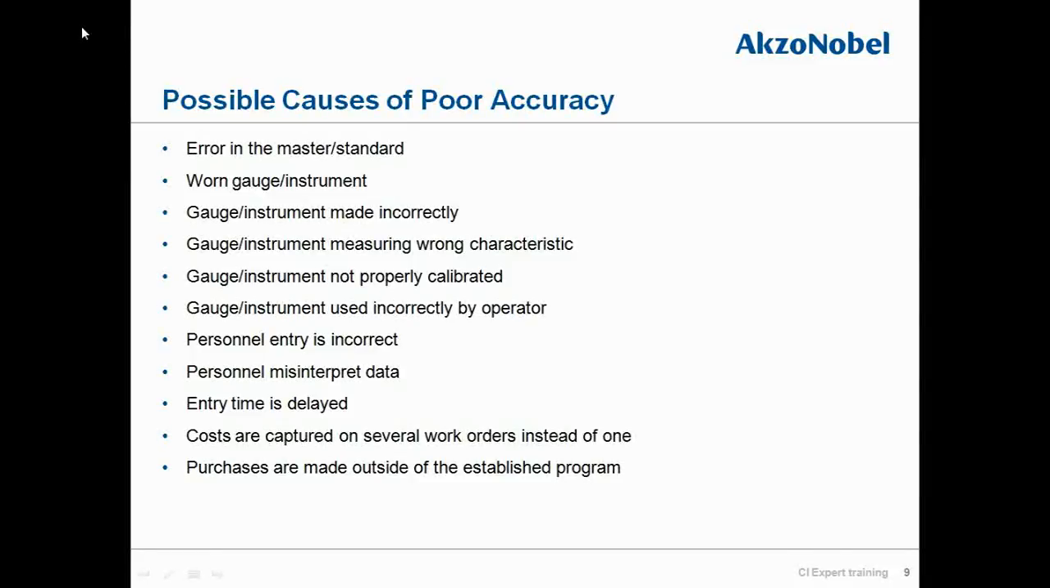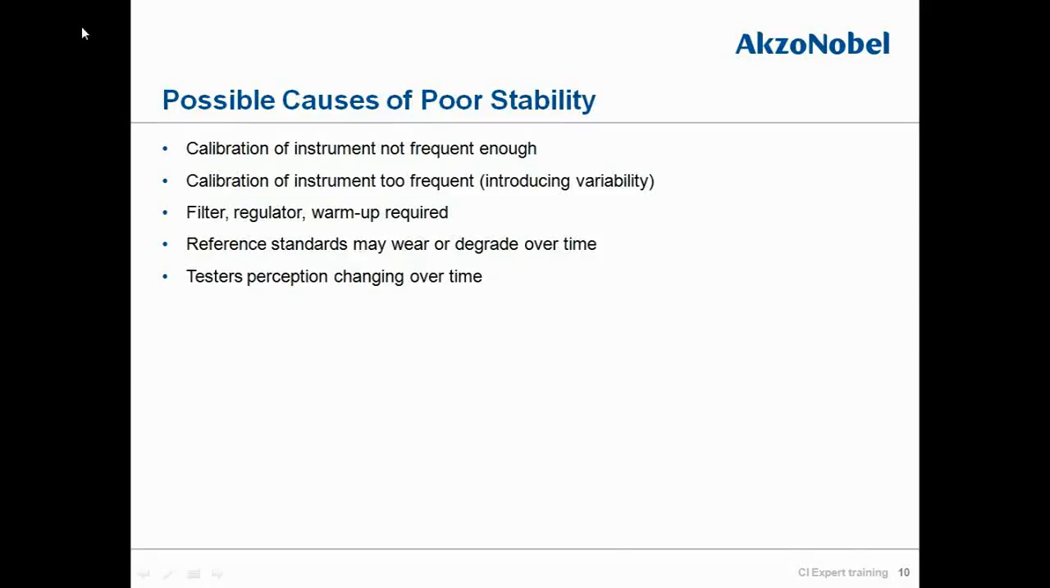Possible causes of poor accuracy include error in the master or standard, worn gauge, gauge which is made incorrectly, gauge measuring wrong characteristic, gauge not properly calibrated, or gauge which is used incorrectly by operator. Similarly, causes of poor stability include calibration done not frequent enough or calibration done too frequently.